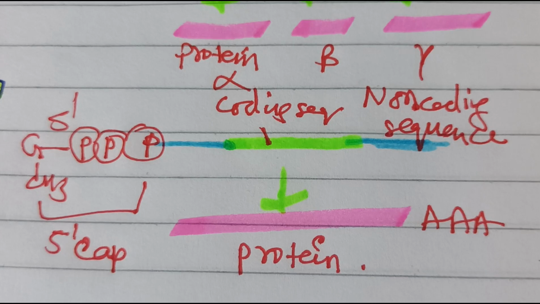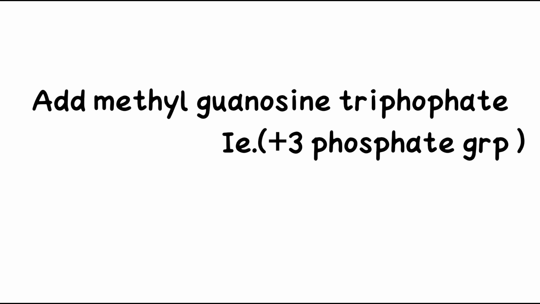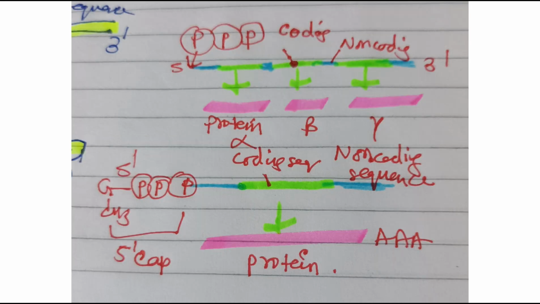And tailing is adenylate residues. They are 200 to 300, added at the 3' end. Tailing happens at the 3' end. Capping happens at the 5' end. This is important. Capping means adding what? Methyl guanosine triphosphate, at the 5' end. So tailing 3', capping 5'. This is an easy way to learn.